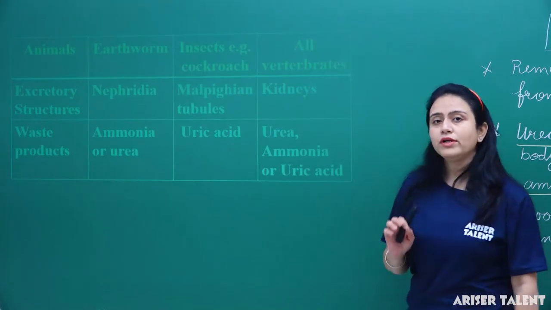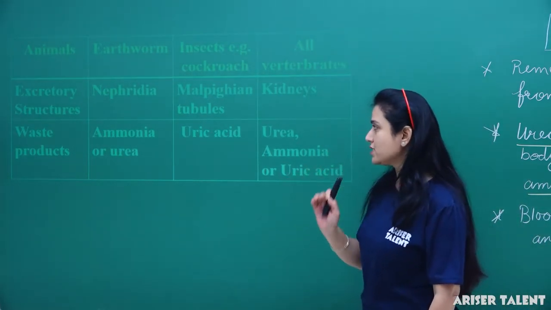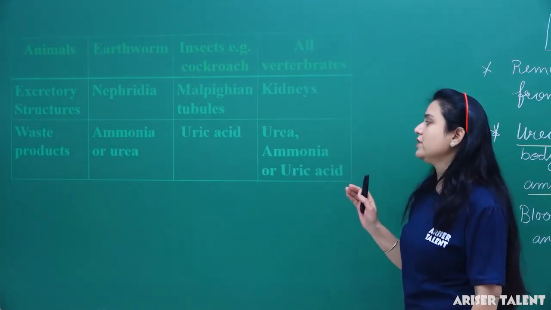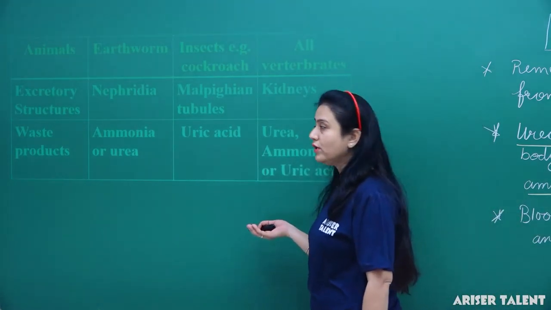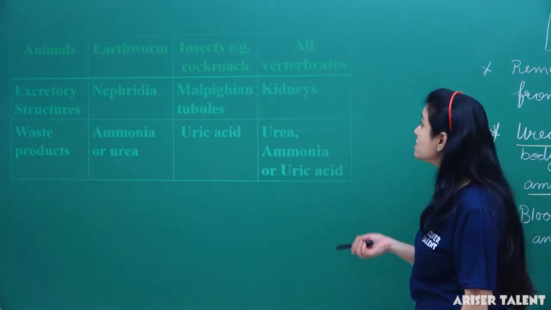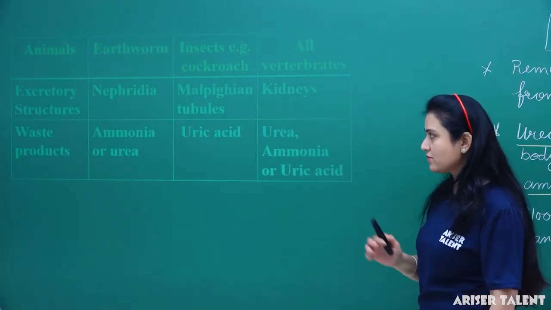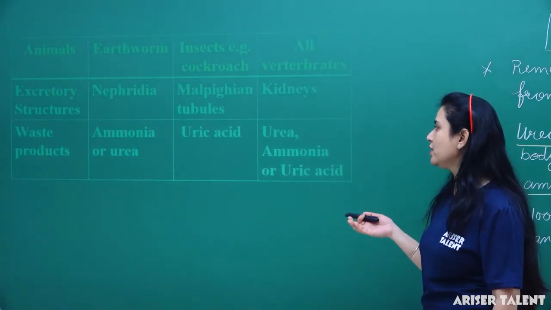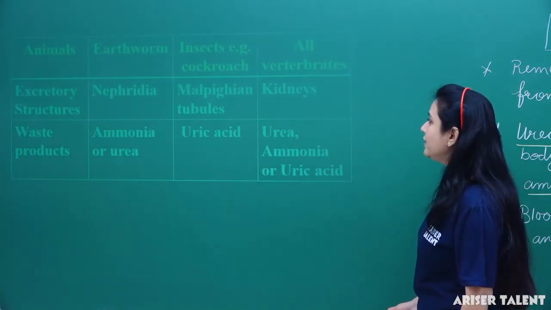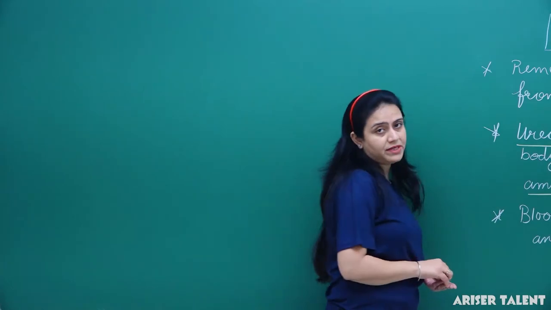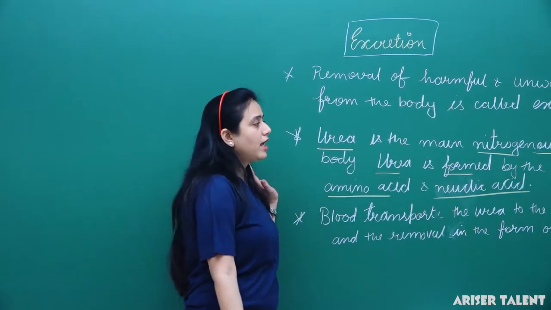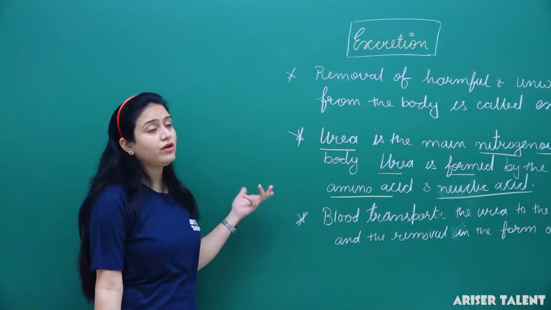Insects like the cockroach have malpighian tubules as the excretory structure, and their waste product is uric acid, so we can say they are uricotelic. All vertebrates, and we humans are also counted as vertebrates, have kidneys as excretory structures, and the waste product is urea, ammonia or uric acid. So here we talked about different types of animals on the basis of nitrogenous waste, the different types of waste in different animals, and we studied their excretory organs also.